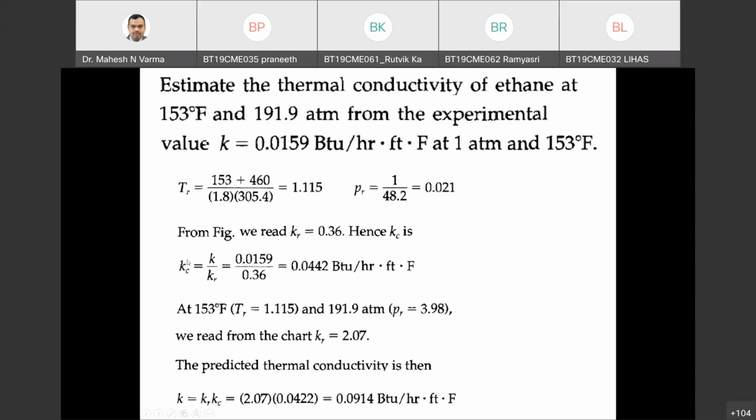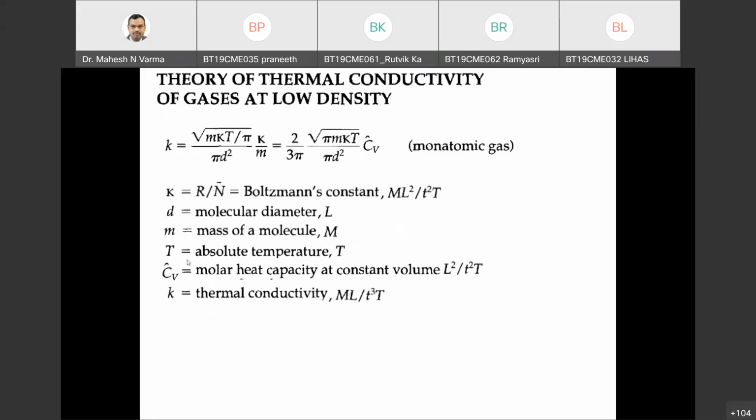So now I have the critical temperature, critical pressure, and critical value of thermal conductivity. Now out of pressure, temperature and thermal conductivity, any two are given, so I can estimate the third one. Here temperature and pressure were given, so I estimated thermal conductivity. If thermal conductivity and pressure are given, I can estimate temperature. If temperature and thermal conductivity are given, I can estimate the corresponding pressure. Exactly the same we have followed for viscosity also.